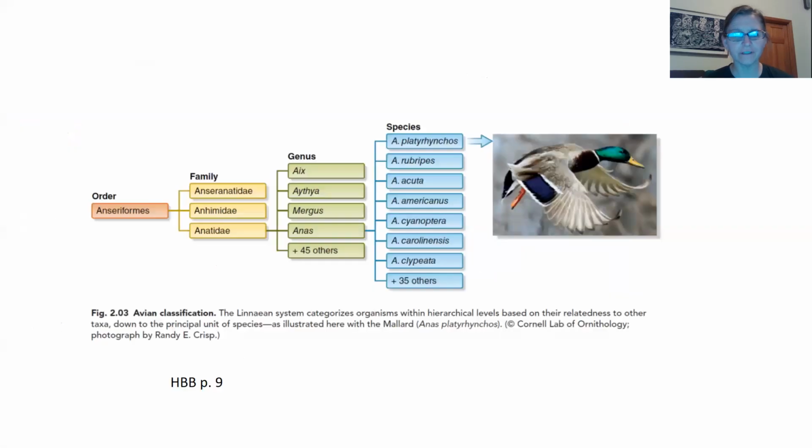So one of the first things to understand when we start observing our birds and looking through our field guides even is that birds are organized in a classification system. This is based on a very old classification system prior to a lot of what we understand about bird relationships. And this is the Linnaean classification system.